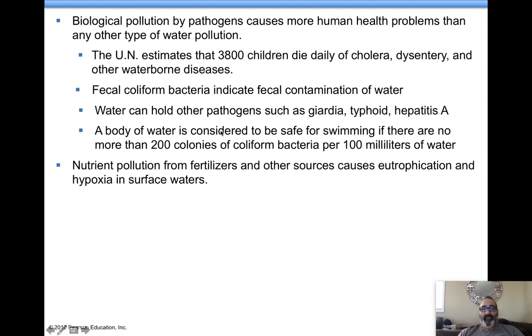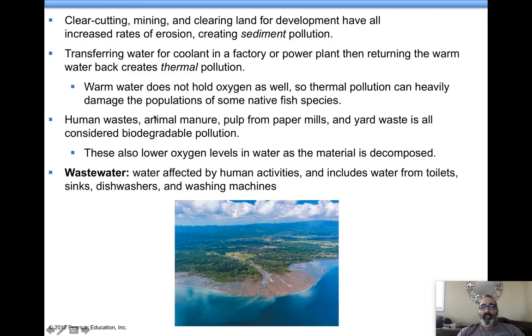Other things that can be found in fresh water: giardia, typhoid, hep A, things that are found in water. All right. Nutrient pollution, we talked about earlier, can lead to a eutrophic lake. Fertilizers are the ones that lead to eutrophic lakes. Nutrients come from the fertilizers. Clear cutting an area, cutting down everything basically, increases erosion, and you get sediment pollution like this, basically.